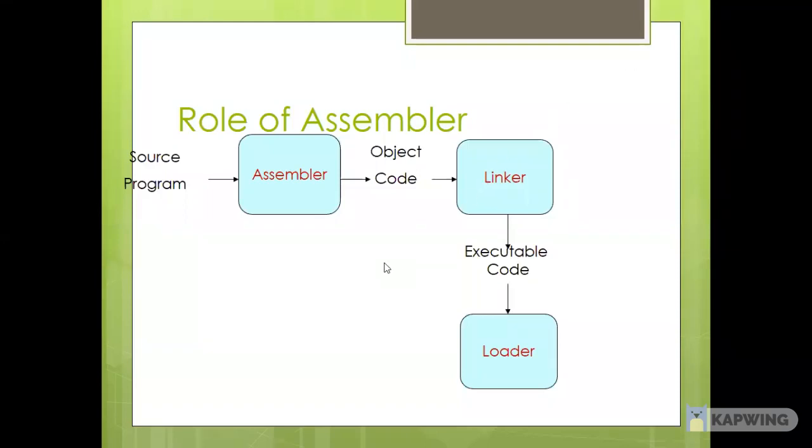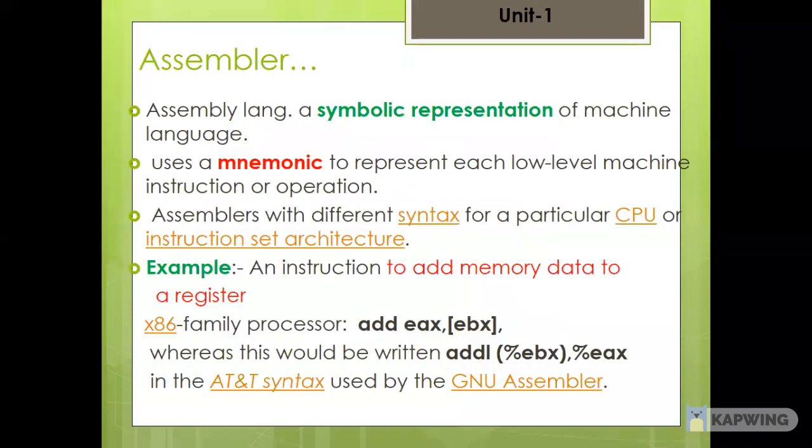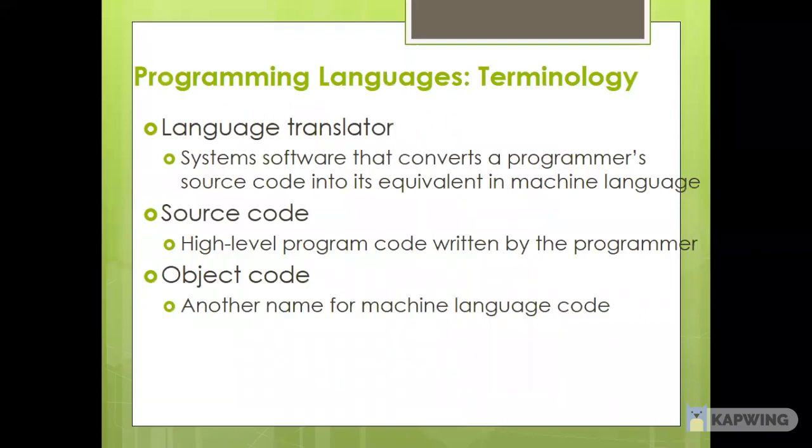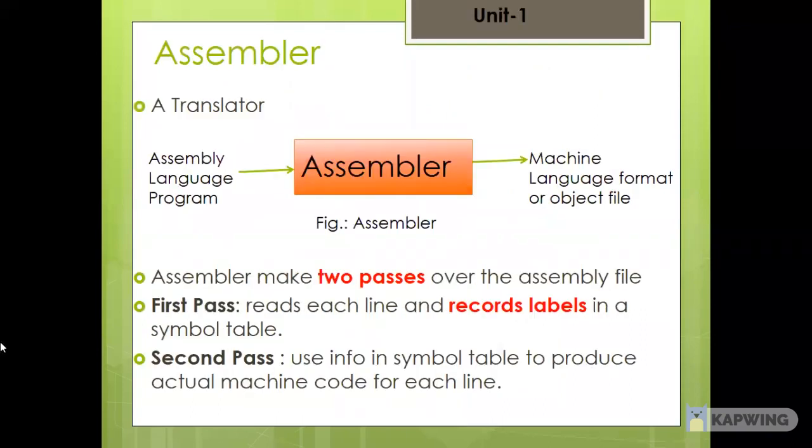So we'll go for the assembler. What is the role of an assembler? What is an assembler, and what are two-pass and one-pass assemblers? The assembler translates the assembly language program into the machine language format or object file. So it takes an assembly language program, and the assembler generates the machine language format or the object file.